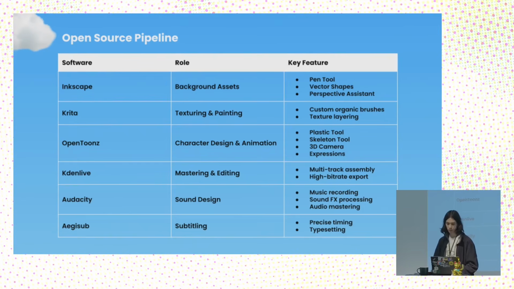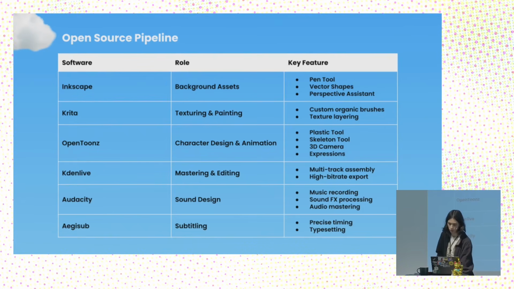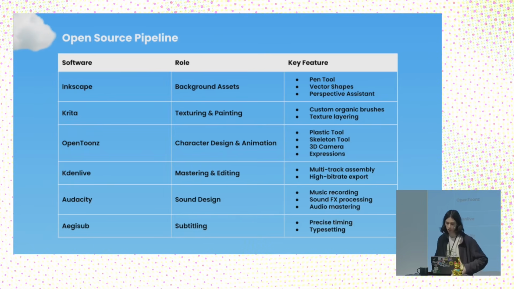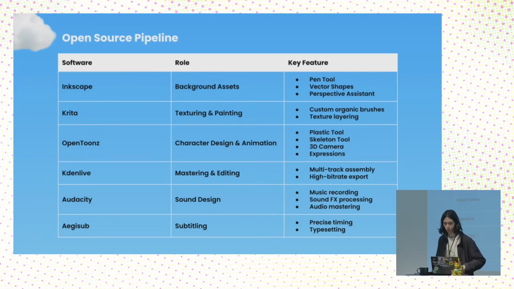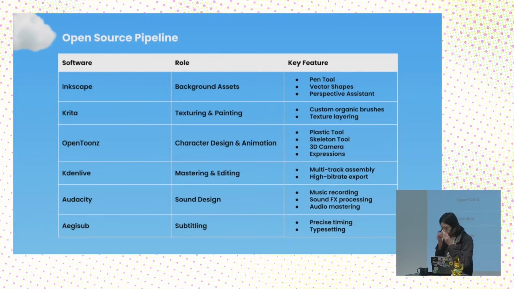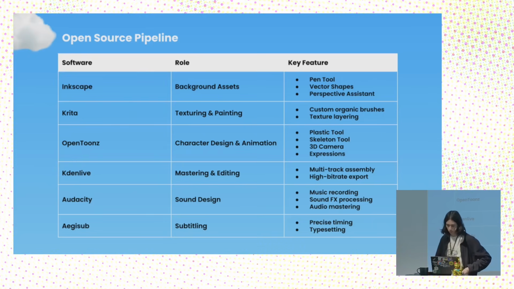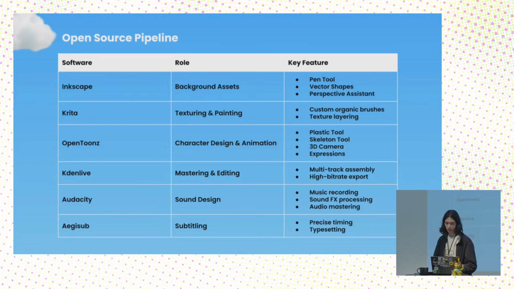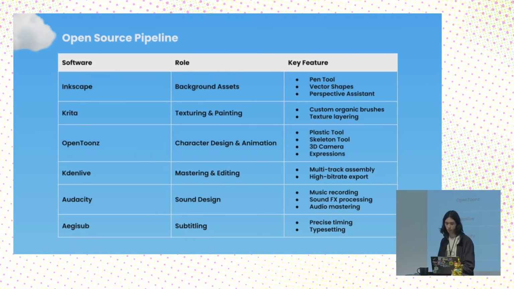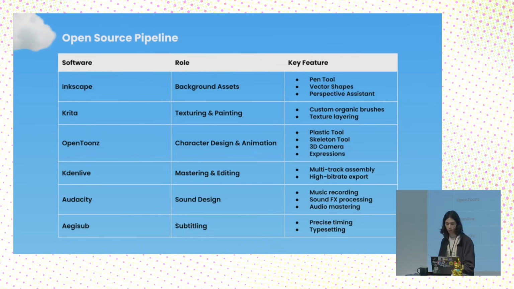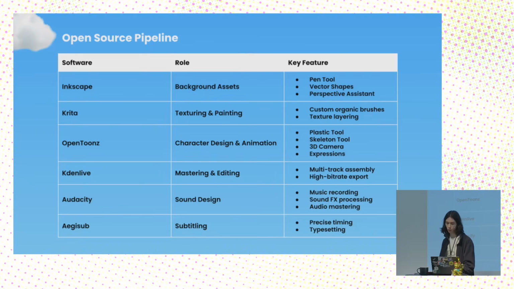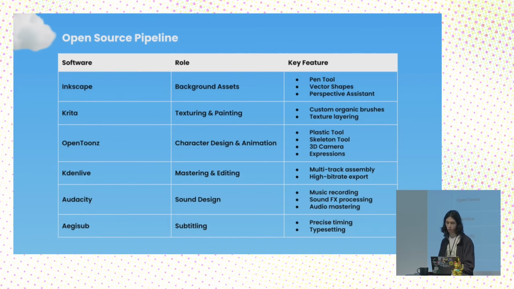This project represents a full stack production case study using Inkscape, Krita, OpenToonz, Kdenlive, Audacity, and Aegisub. The core of the animation was built on OpenToonz, where they pushed the software beyond traditional cell animation. We utilized its plastic and skeleton tools for advanced cutout rigging, its 3D camera for cinematic depth, and custom expressions to automate expressive movements. Meanwhile, Inkscape and Krita were responsible for modeling the entire graphic world where the story takes place.